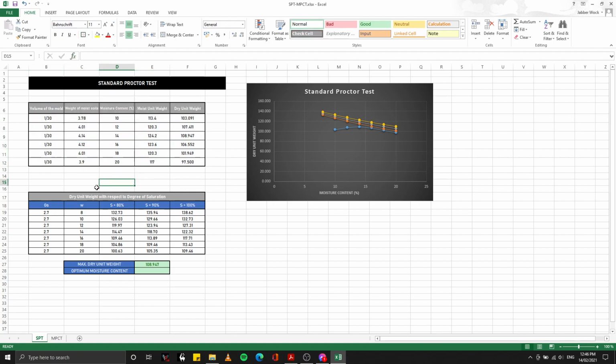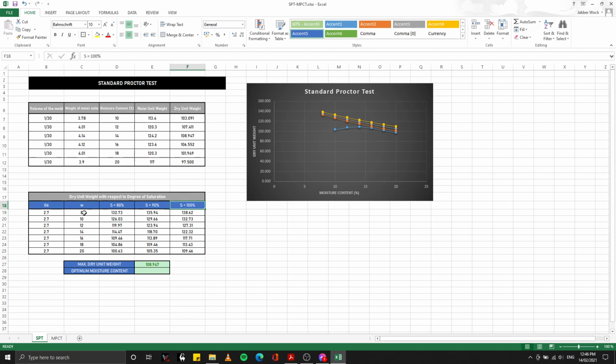Okay, next. The dry unit weight with respect to the degrees of saturation. So, since given na sa atin ang specific gravity ng soil and ang degree of saturation of three different variations, which are 80%, 90%, and 100%. Dapat makuha natin ang dry unit weight.